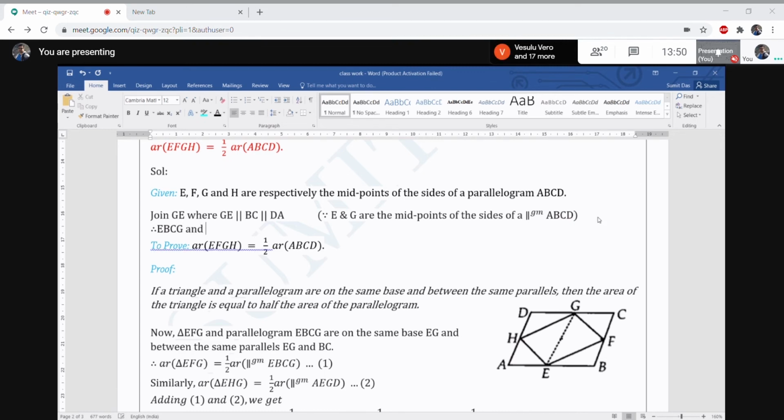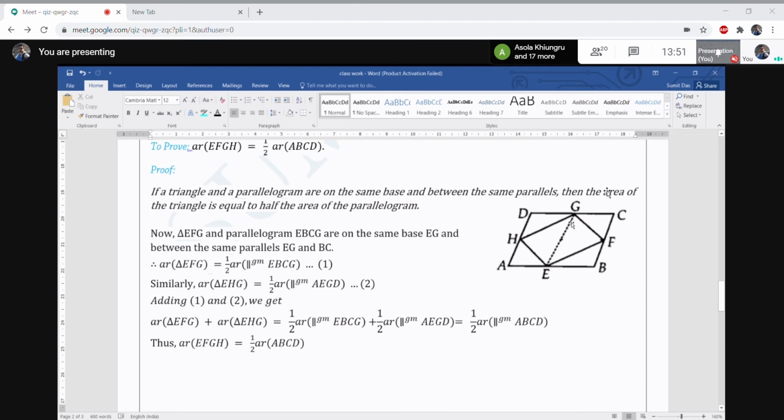and EGDA or AEGD are parallelograms. So EBCG and AEGD are parallelograms. Okay, so it is mentioned so that we don't have to mention it here. So now concentrate on these two triangles, EFG.